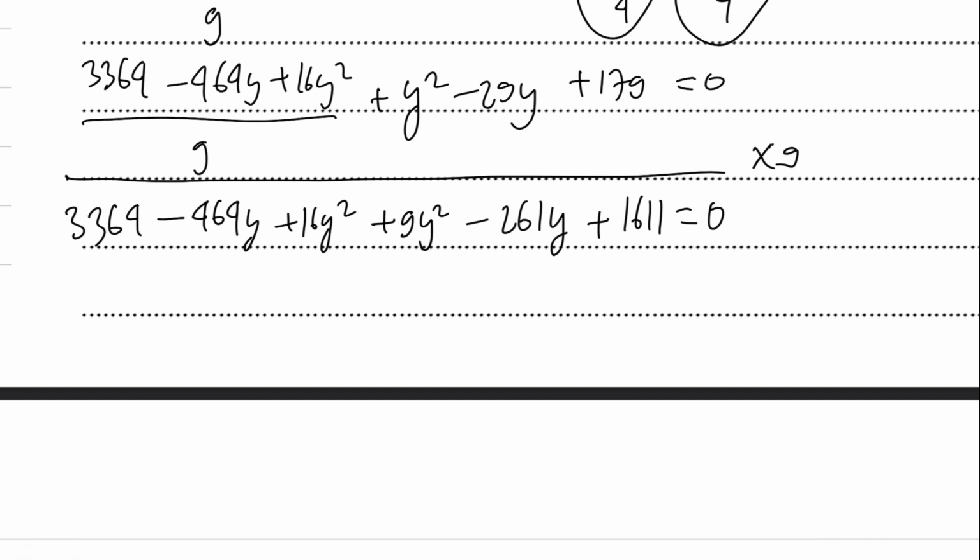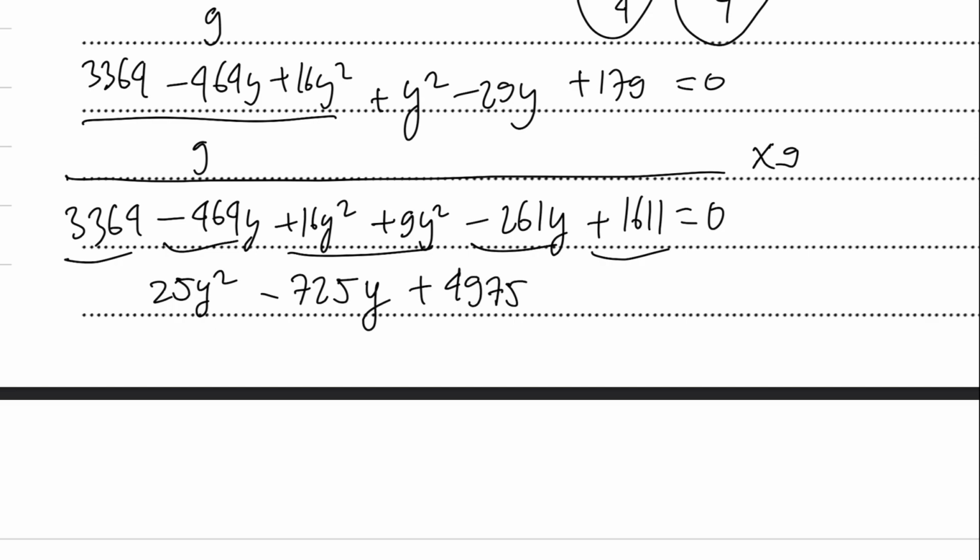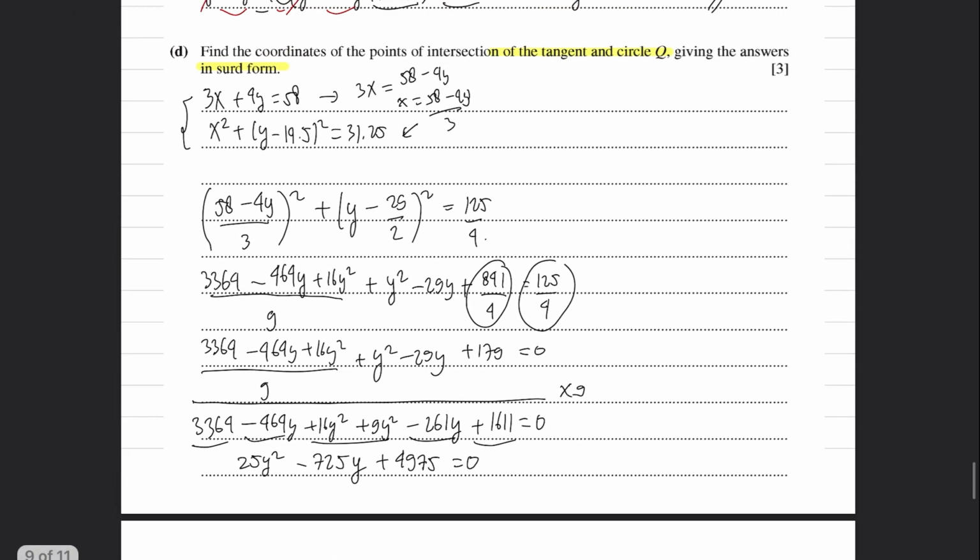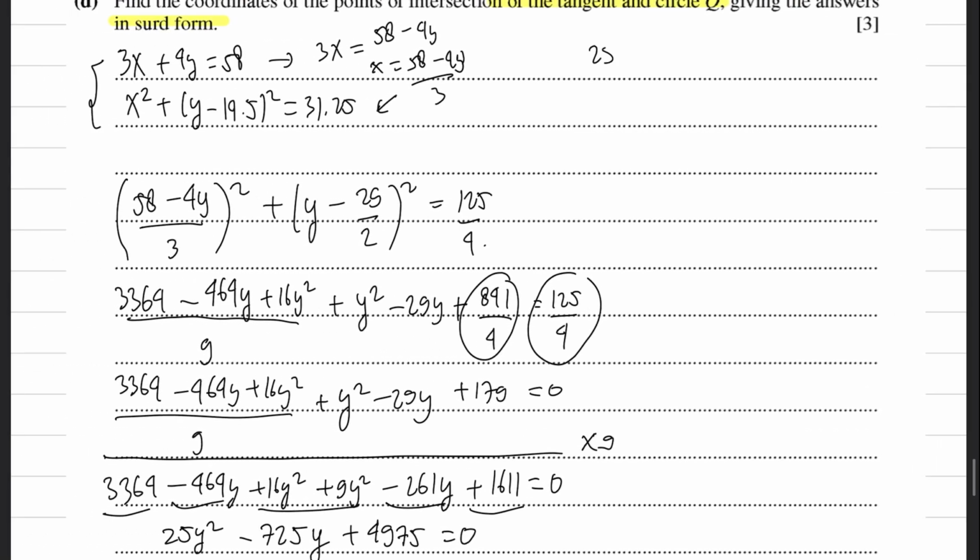Finally, now we can simplify this with this, becomes 25y squared. This with this, minus 464 minus 261 is minus 725y. This with this, we add 3364 plus 1611, 4975 equals 0. To be honest, the number is so ugly. 25y squared minus 725y plus 4975 equals 0.